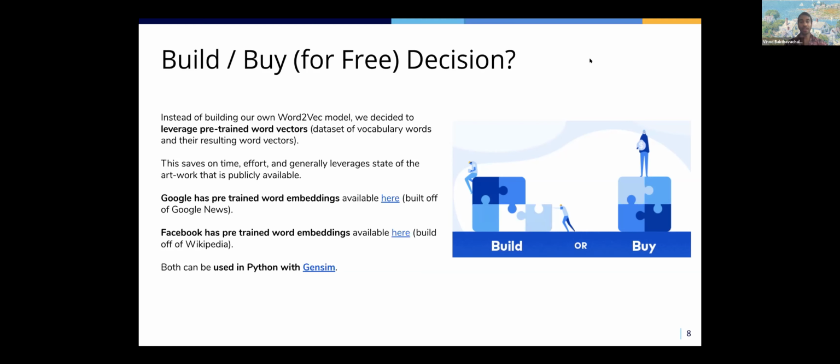I just have a couple of examples here. Google, for example, has pre-trained word embeddings available at this link here, which they built off of Google News. Facebook also has pre-trained word embeddings available that they built off of Wikipedia. These are 2 resources that we've leveraged to get word embeddings that we can then use for our tasks. The nice thing about these is that both of them can be used directly in Python with Gensim, so state-of-the-art NLP packages can leverage these pre-trained word embeddings directly.